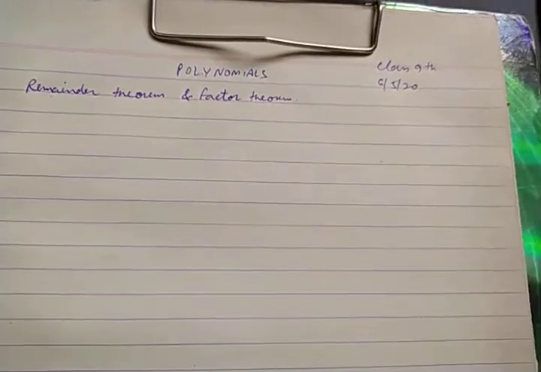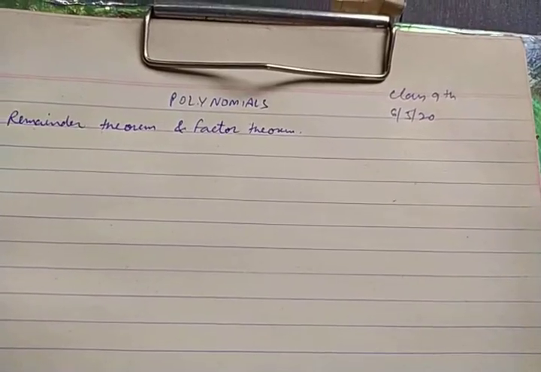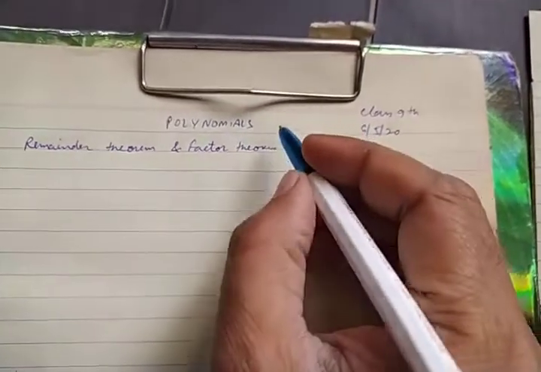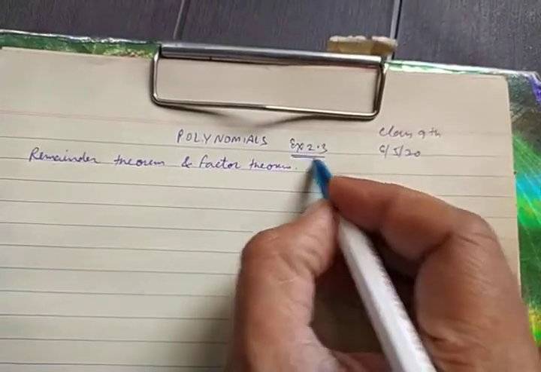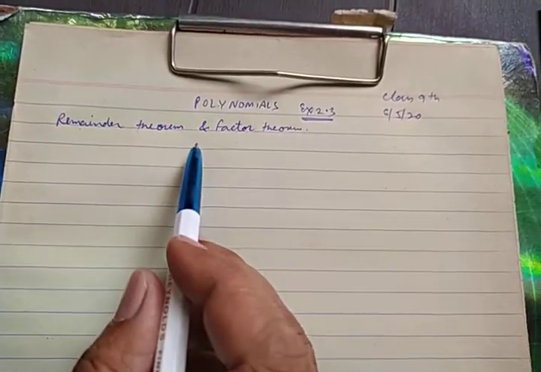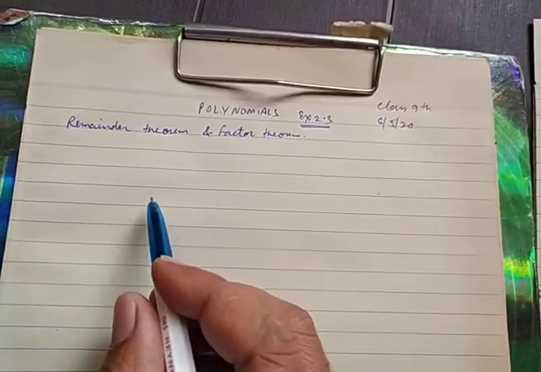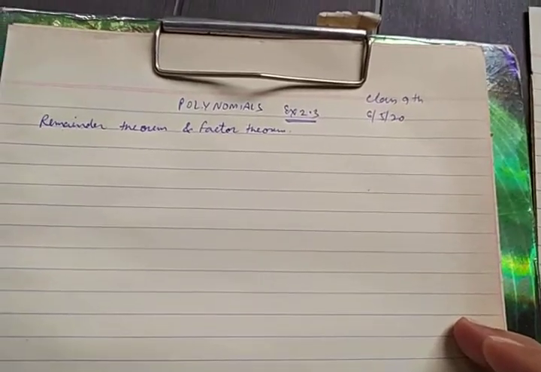Hello children, today I will start remainder theorem and factor theorem. That is exercise 2.3. There is a little bit difference between remainder and factor theorem. Before going into the concept, let us understand with the help of numerical example.